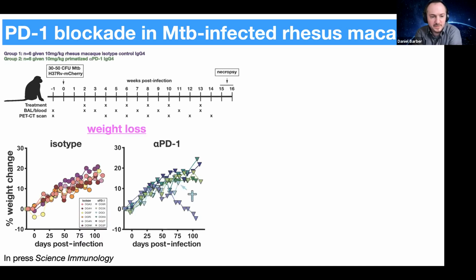So just a few gross clinical readouts. All of the isotype control treated macaques continue to gain weight through the study. We had one rhesus macaque in the anti-PD-1 treated animals have to be euthanized early. It developed severe symptoms and the vets made us take it down. And then there was one macaque that developed wasting disease. But 4 of the other macaques continued to gain weight.